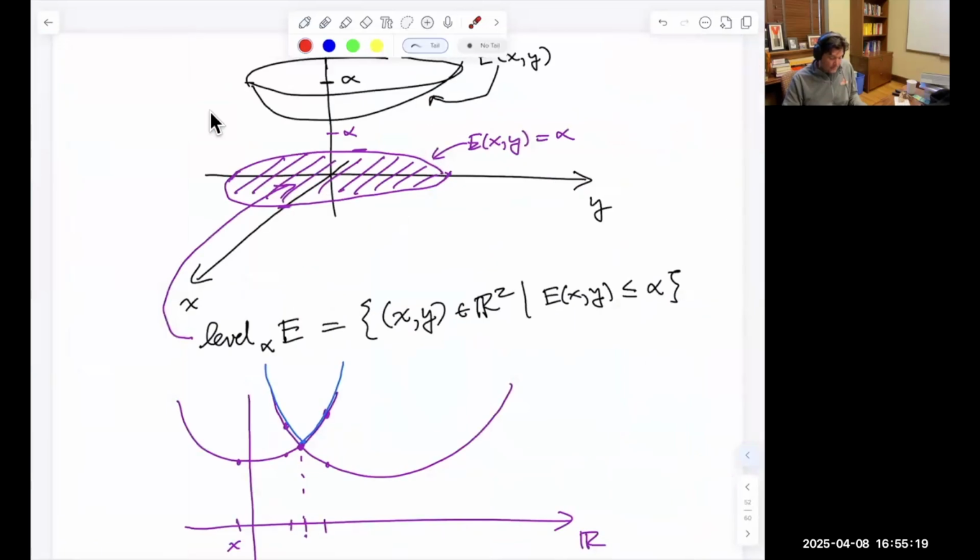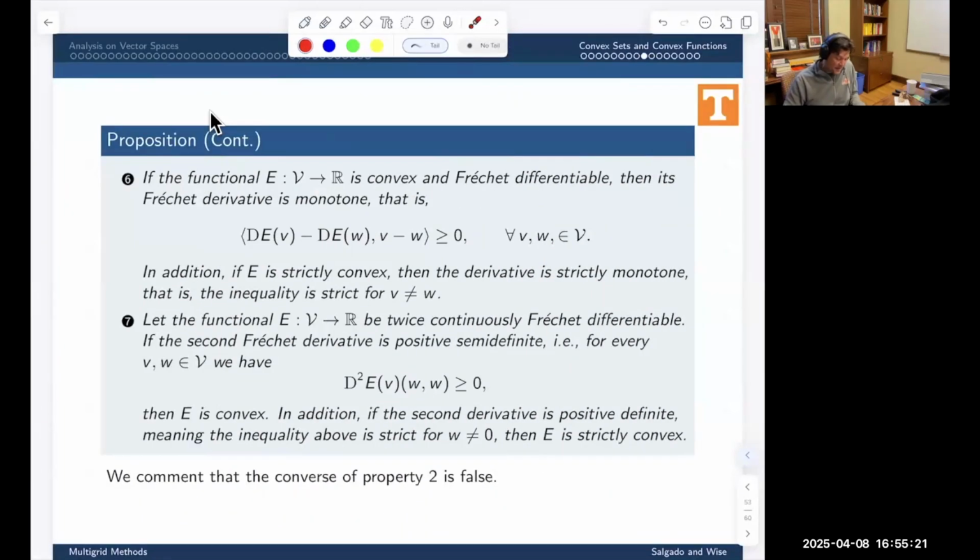All right. Next, 6. If the functional is convex and Frechet differentiable, then its Frechet derivative is monotone. And basically that means this inequality holds. Okay. If in addition E is strictly convex, then the derivative is strictly monotone, so long as W and V are not equal to each other. So this inequality becomes strict.